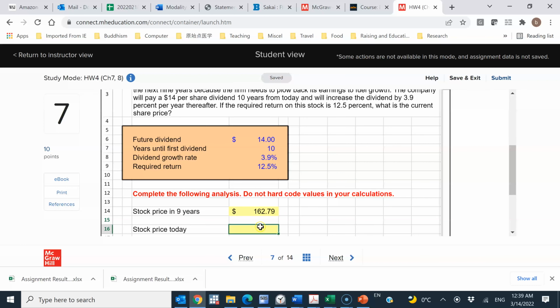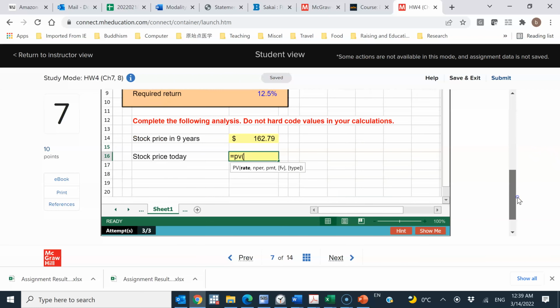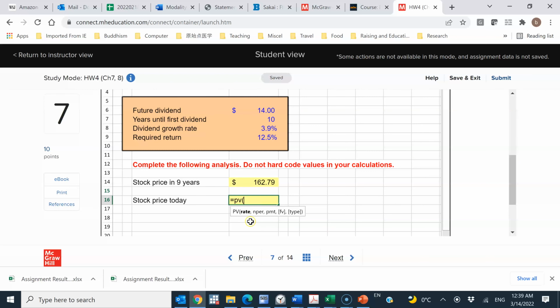And the stock price today will simply be calculated using the PV function, right? If we open the PV function, the first argument is rate. That refers to the required rate of return or the discount rate. So that's basically this 12.5%. But again, Connect will only accept inputting this in the formula format rather than hard coding the number. So you cannot type 12.5% into this. You have to reference the cell number.